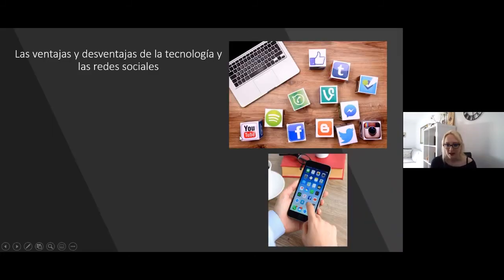Okay, muy bien. So now that we've gone over some key vocab, what I thought we'd do is look at some of the topics that might come up around this theme of technology in everyday life. So particularly something about the advantages and disadvantages of technology and social media. So las ventajas y desventajas de la tecnología y las redes sociales, okay? So vamos a empezar, we're going to start with the ventajas, the advantages.